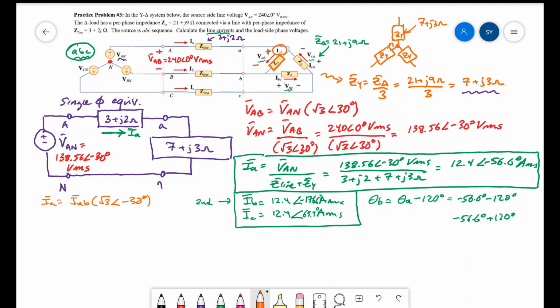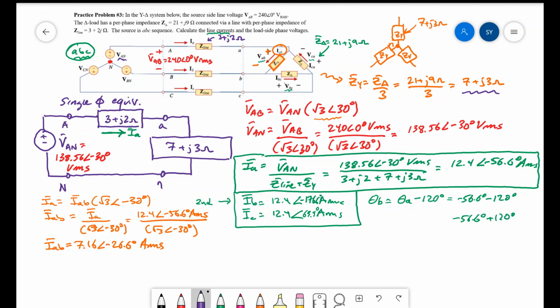Notice that this conversion rule for delta has a minus 30 degrees, whereas the conversion rule for Y had a plus 30 degrees. If I rearrange to solve for IAB, IAB is equal to IA divided by root 3 angle minus 30 degrees. That's 12.4 angle minus 56.6 degrees amps RMS divided by my root 3 angle minus 30 degrees. This yields that IAB is equal to 7.16 angle minus 26.6 degrees amps RMS.